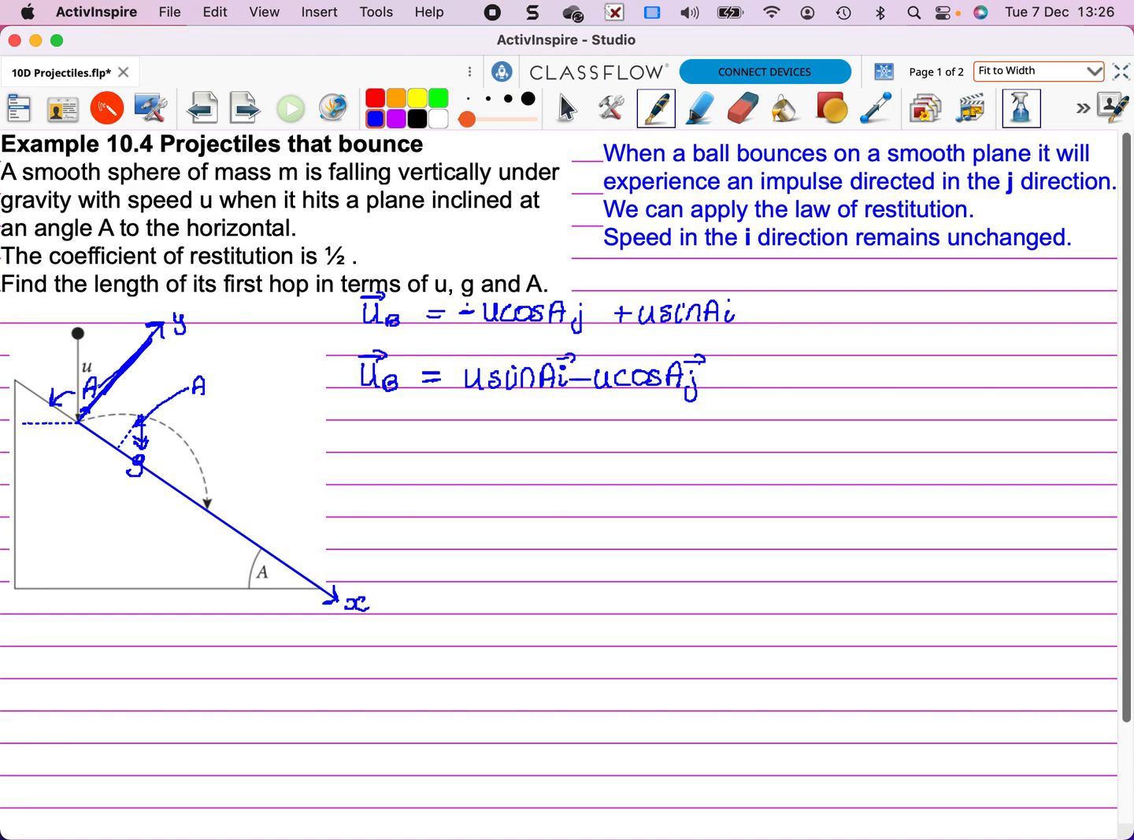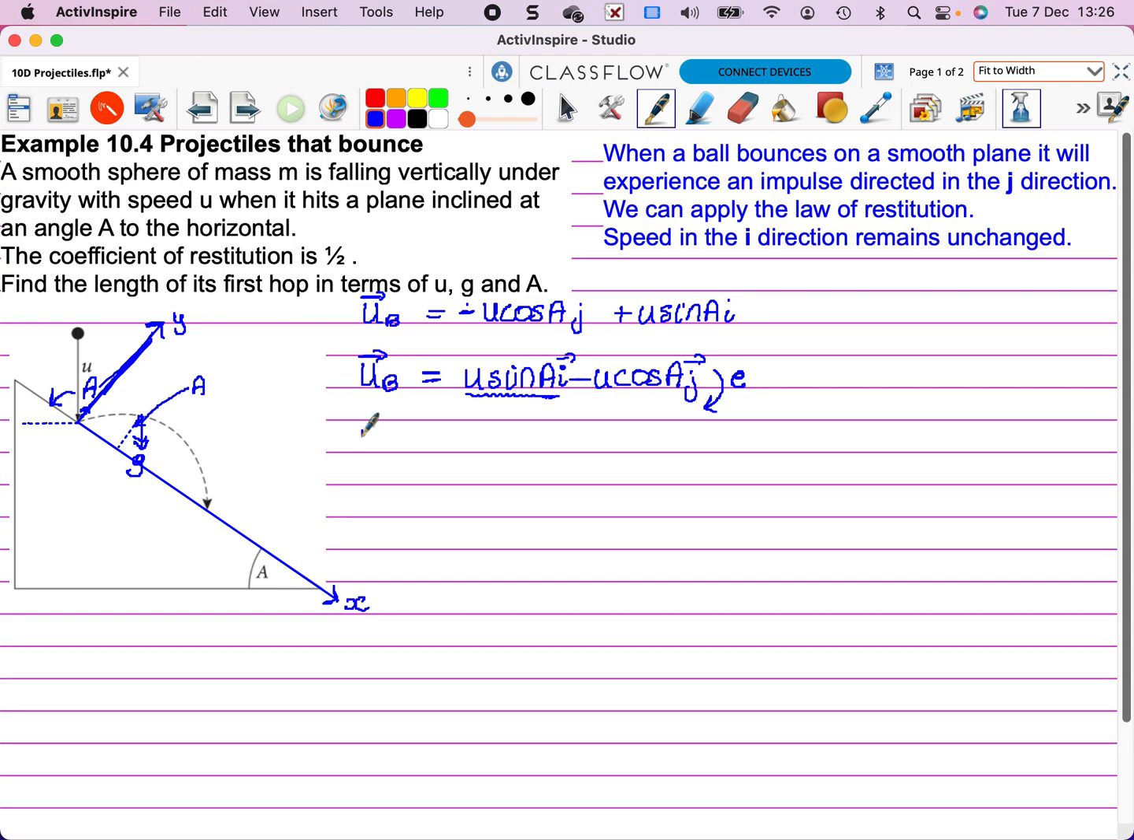Now, we've already established that the impulse is in the J direction. Therefore, there is absolutely no change. Once it makes contact with the surface, there'll be no change in the speed in the I direction. However, we are going to apply Newton's law of restitution to this one in the J direction, the direction of the impulse, and we're going to multiply it by E.